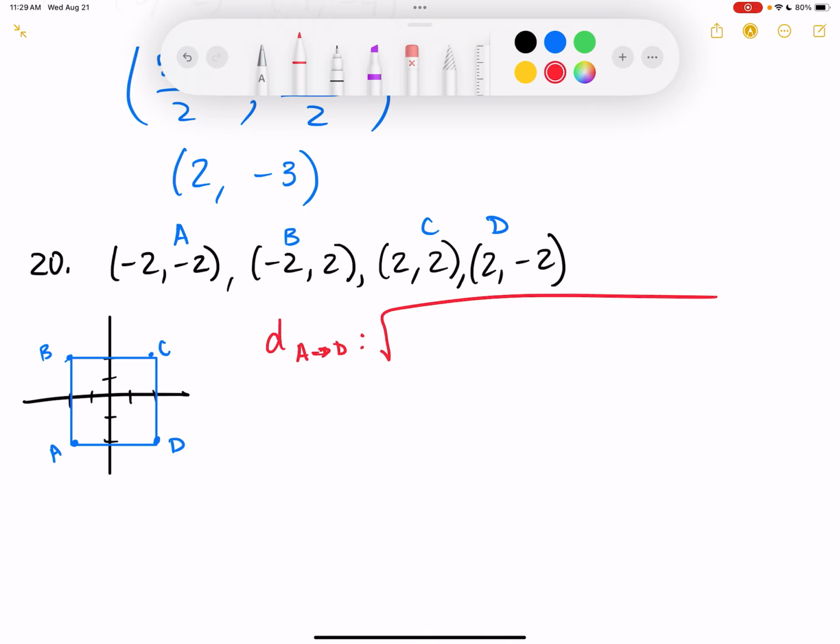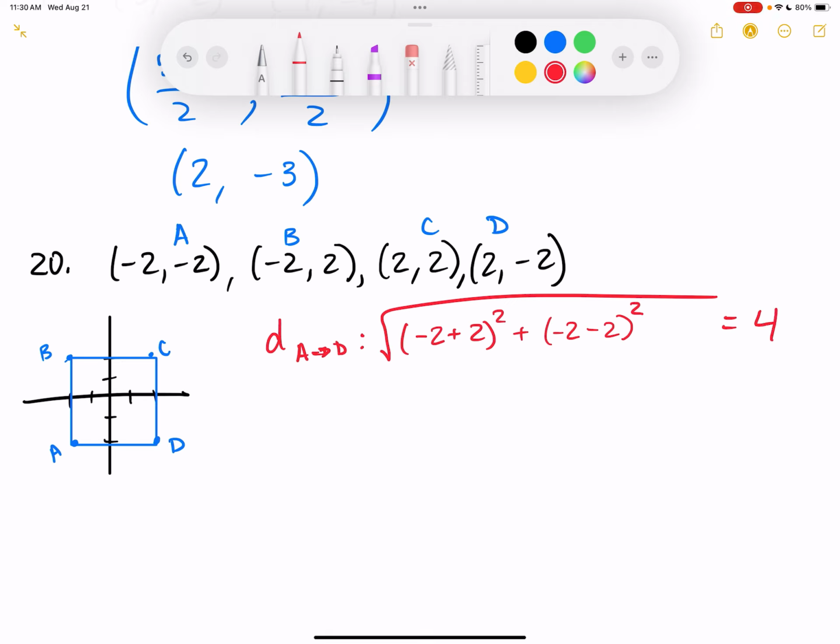And so what would that be under the square root? Negative 2 plus 2, or minus 2. No, it's plus, my bad. Plus 2 squared plus negative 2 minus 2 squared. And what is that going to end up giving me? Square root of 16 is 4.